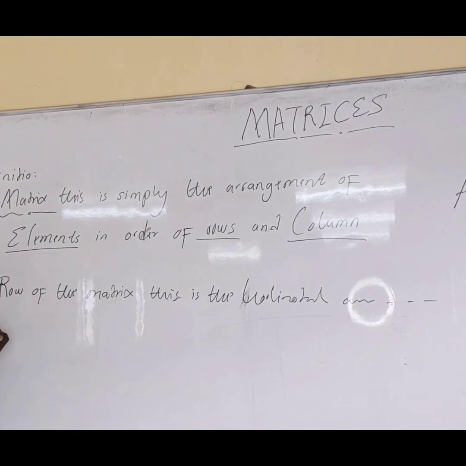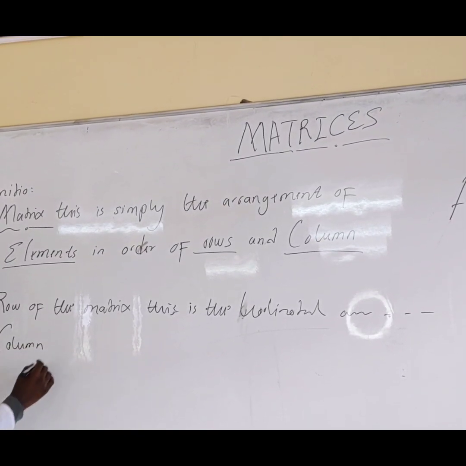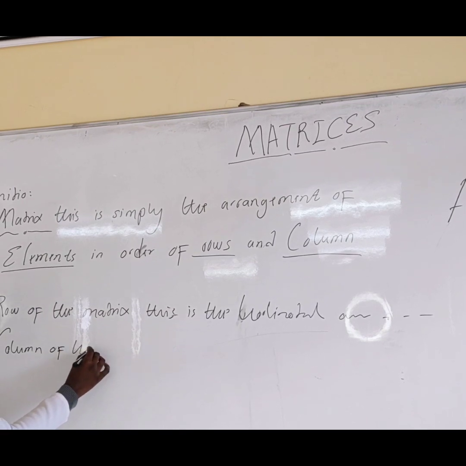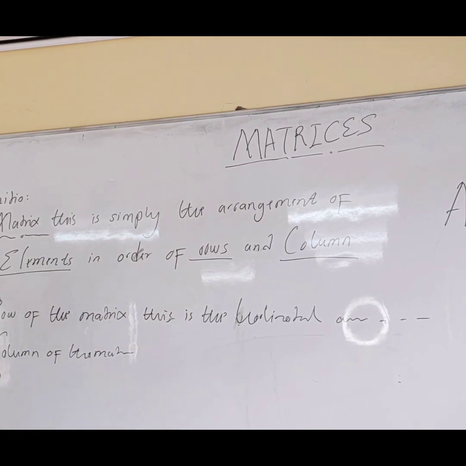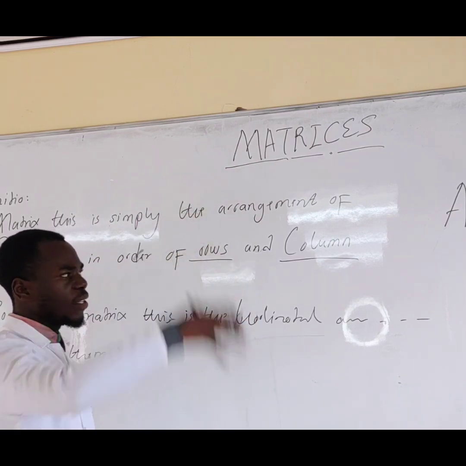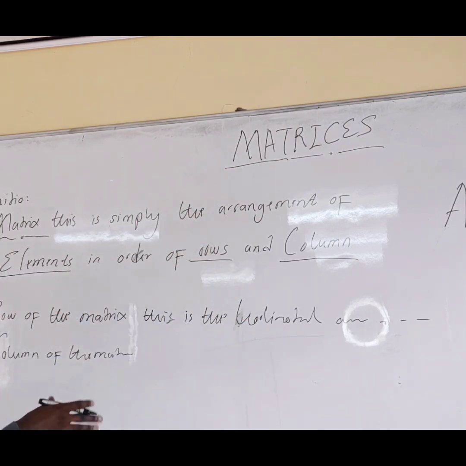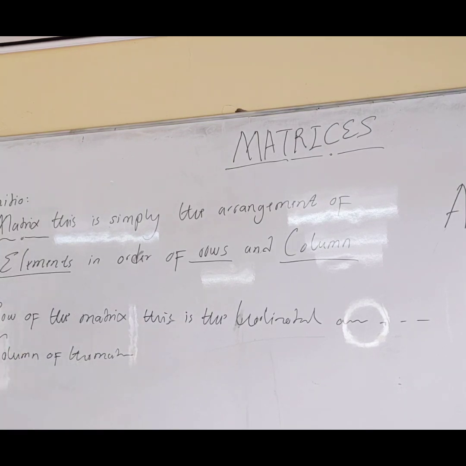What about the column? The column of any given matrix is simply the arrangement of elements in the vertical axis. The arrangement of elements in the vertical axis is what we call the column of any given matrix.